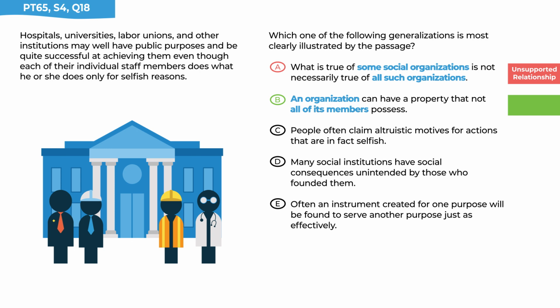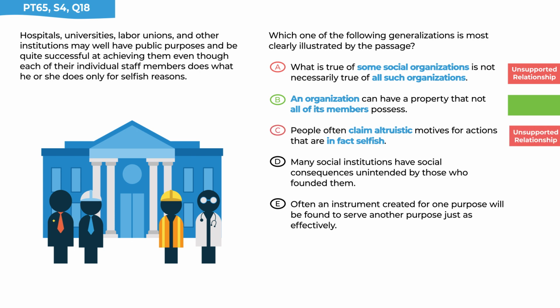C, people often claim altruistic motives for actions that are in fact selfish. There's a comparison going on in here, and the comparison is between what people claim and what's actually happening, right? They claim altruism, but they are in fact selfish. So there's a comparison, a contrast being made, but it's not between a member and the group to which that member belongs. So let's get rid of answer choice C.